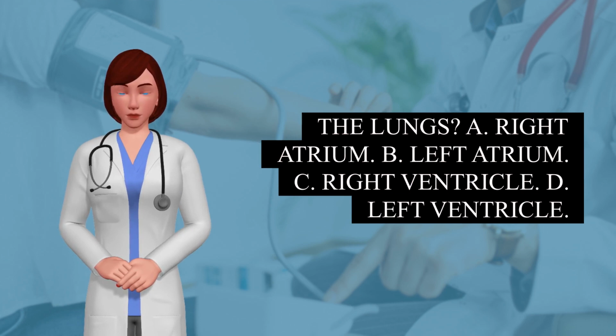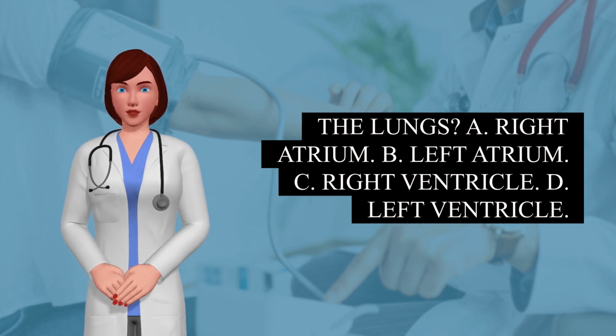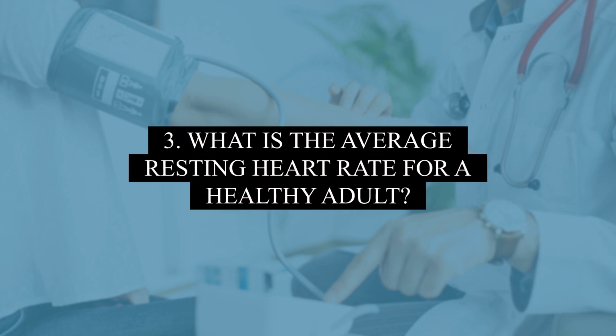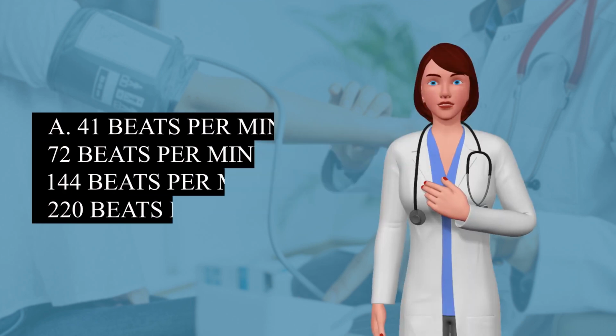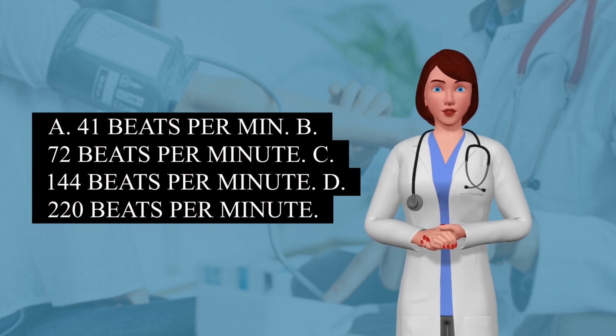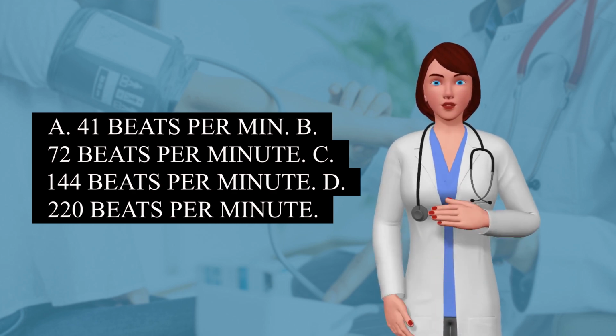Left atrium. C. Right ventricle. D. Left ventricle. 3. What is the average resting heart rate for a healthy adult? A. 41 beats per minute. B. 72 beats per minute. C. 144 beats per minute. D. 220 beats per minute.